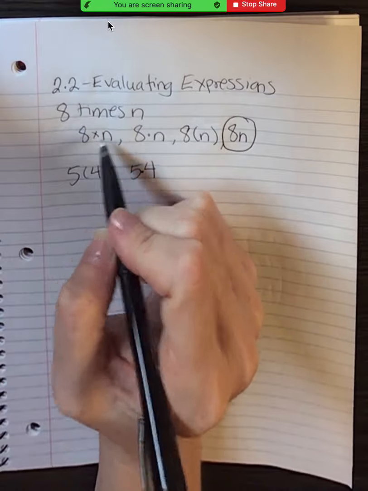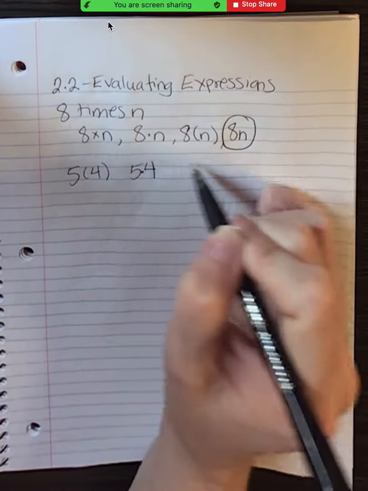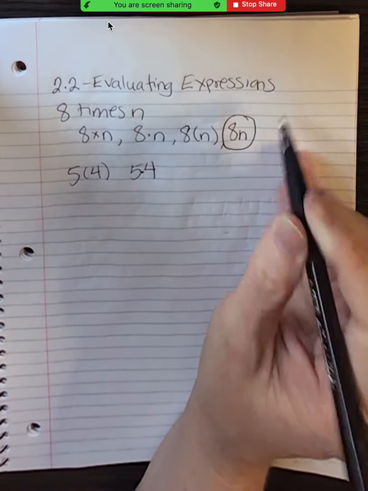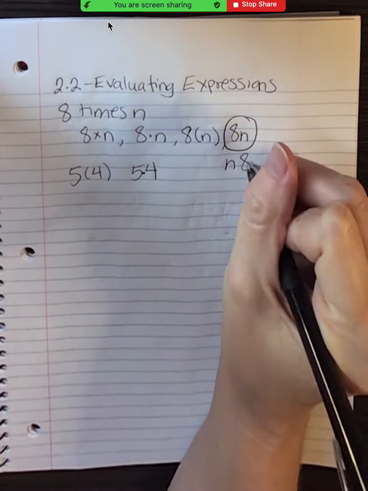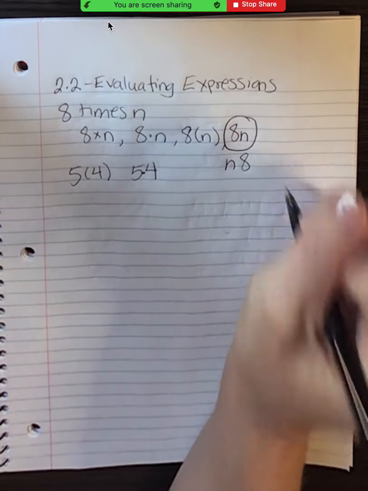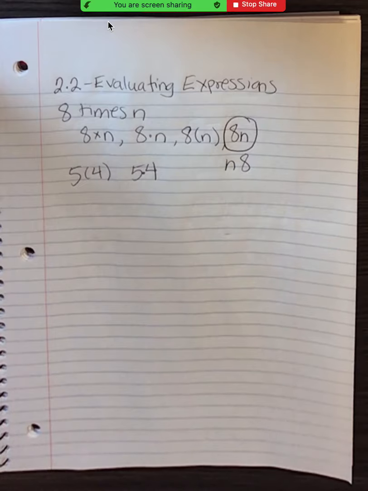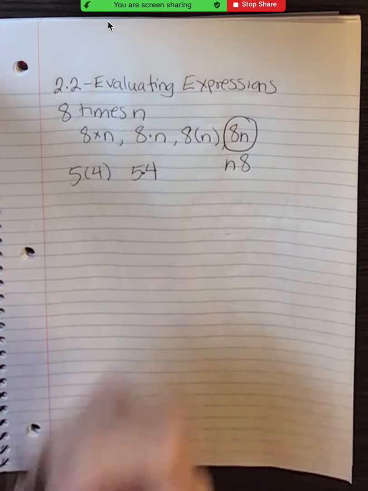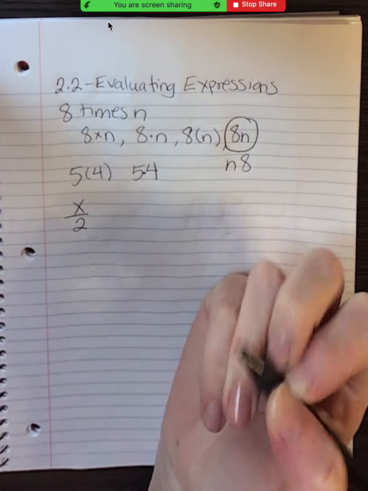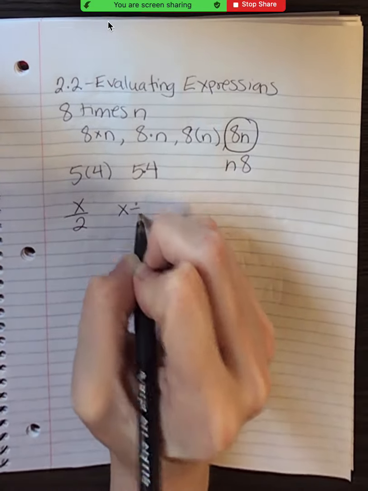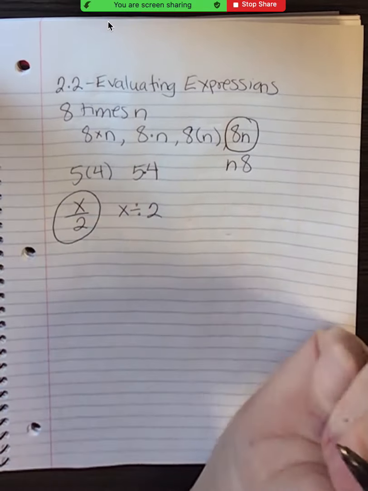This way, again, looks like an X, so we're going to start moving away from that, more into this. N times 8 means the same thing, but generally we put the number first and the variable second. Division, we're going to start using the fraction bar. So x divided by 2, two different ways of writing it. Again, usually using the fraction bar now.